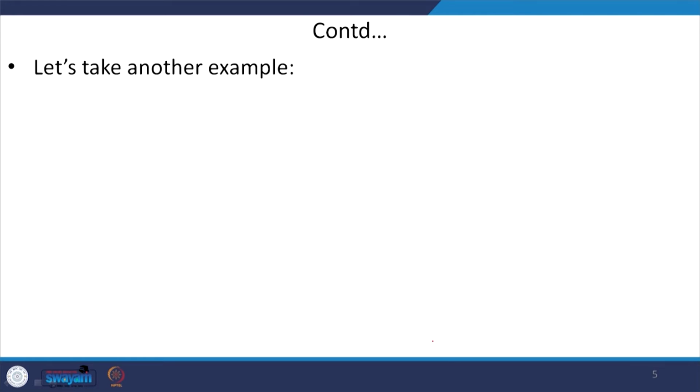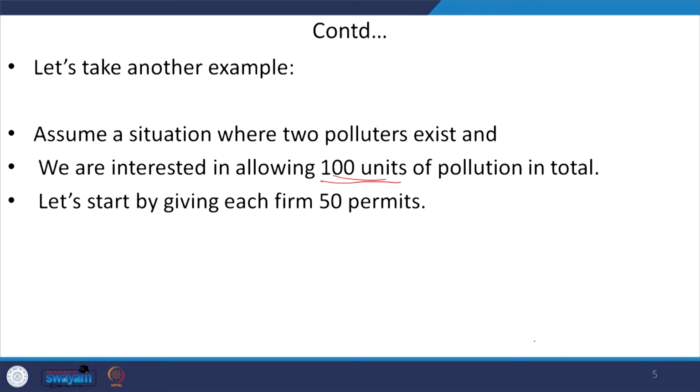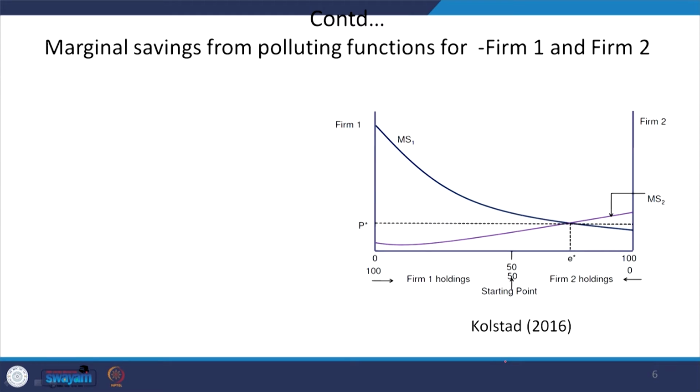Now we can take another example. Let us assume a situation where there are two polluters. The government is interested in reducing pollution, so the government can allow a maximum of 100 units of pollution from both the industries. And the government is thinking, let's start with 50 permits for each of the polluting industries. In this case, what would be the marginal savings from polluting functions for both these firms? Let us talk about firm 1 and firm 2.